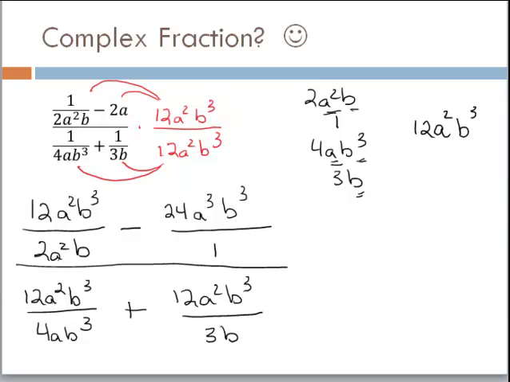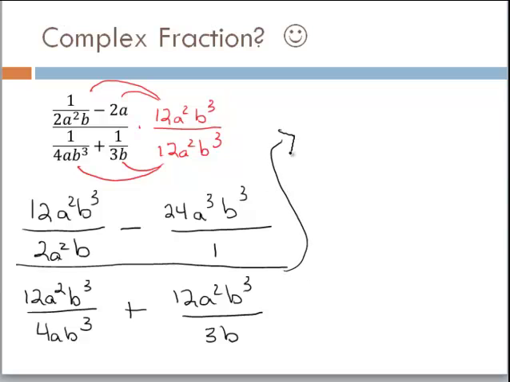Now, if you'll notice, each of those little fractions is going to reduce, and that's what we want to happen. So let's take this up here and start reducing stuff. We have 12 over 2, that's going to be 6. We have a squared over a squared, and then we have b cubed over b. That means this b will go into these b's, leaving 2 of them. So we have b squared minus all of this over 1 is just 24a cubed b cubed.